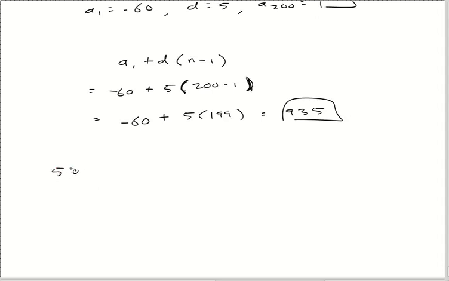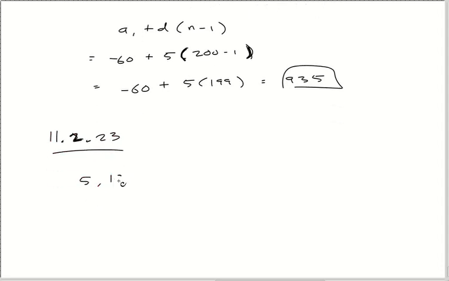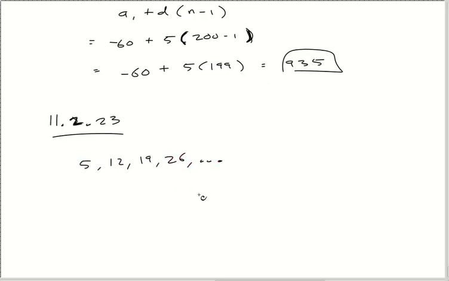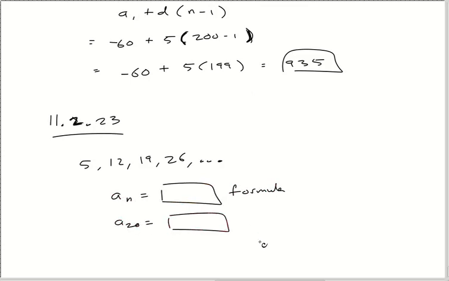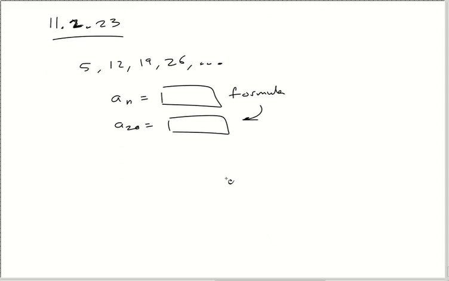And another one. We've got 11 to 23. Okay. 5, 12, 19, 26, dot, dot, dot, dot, dot. And so they want to find a formula, and then they want to find the 20th term using that formula. By formula, they mean a1 plus d times n minus 1.